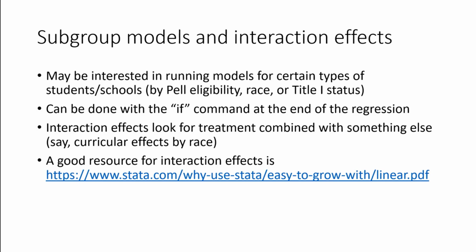And then if you're interested in interaction effects of your outcome with a particular group. So if you're interested in studying a curriculum and you want to know, does the curriculum affect different racial groups differently, then you can run interaction effects. So I've got a resource on how to do that with linear regression, and it's a pretty straightforward thing to do. But typically we see subgroups more, but interaction effects are also straightforward to run if you need to.